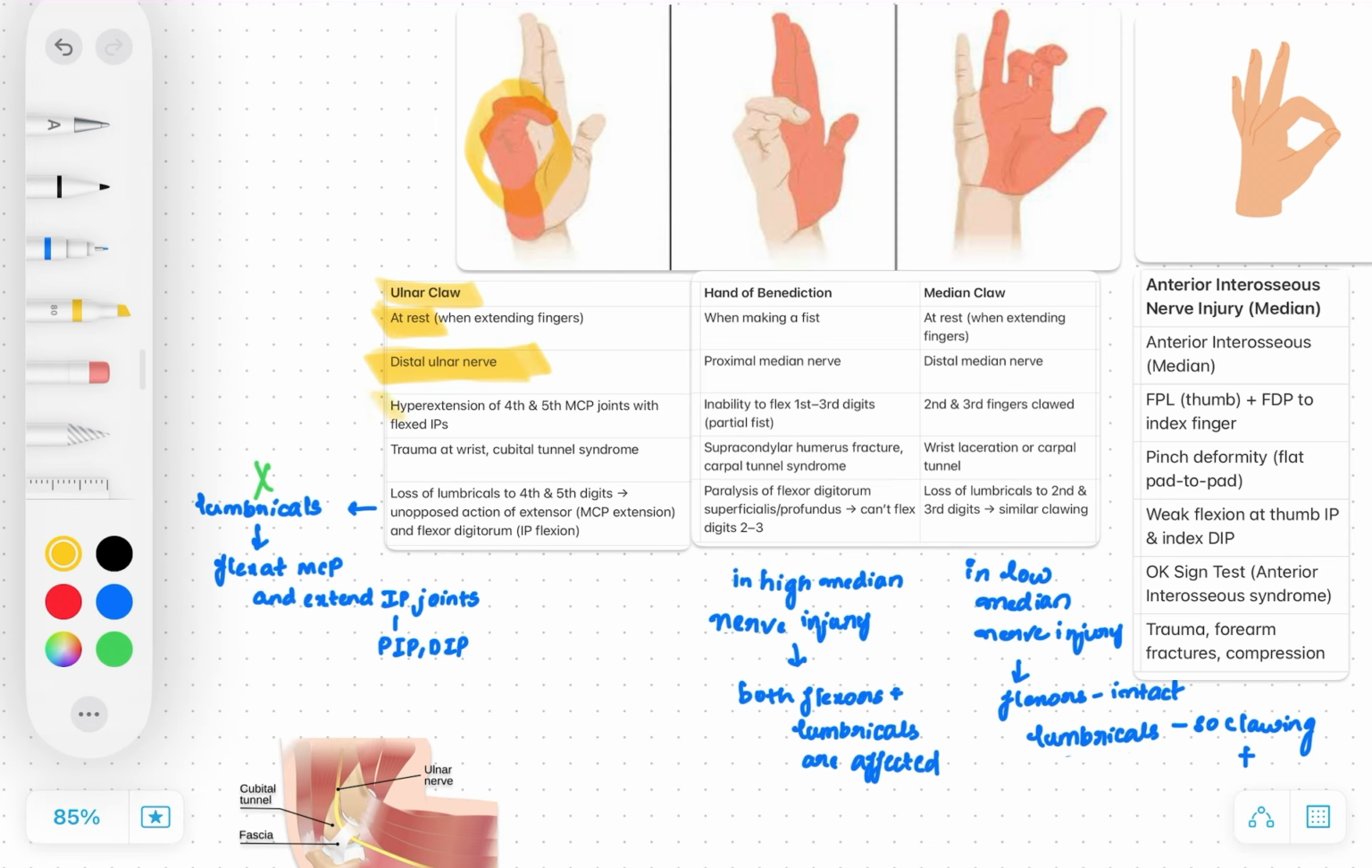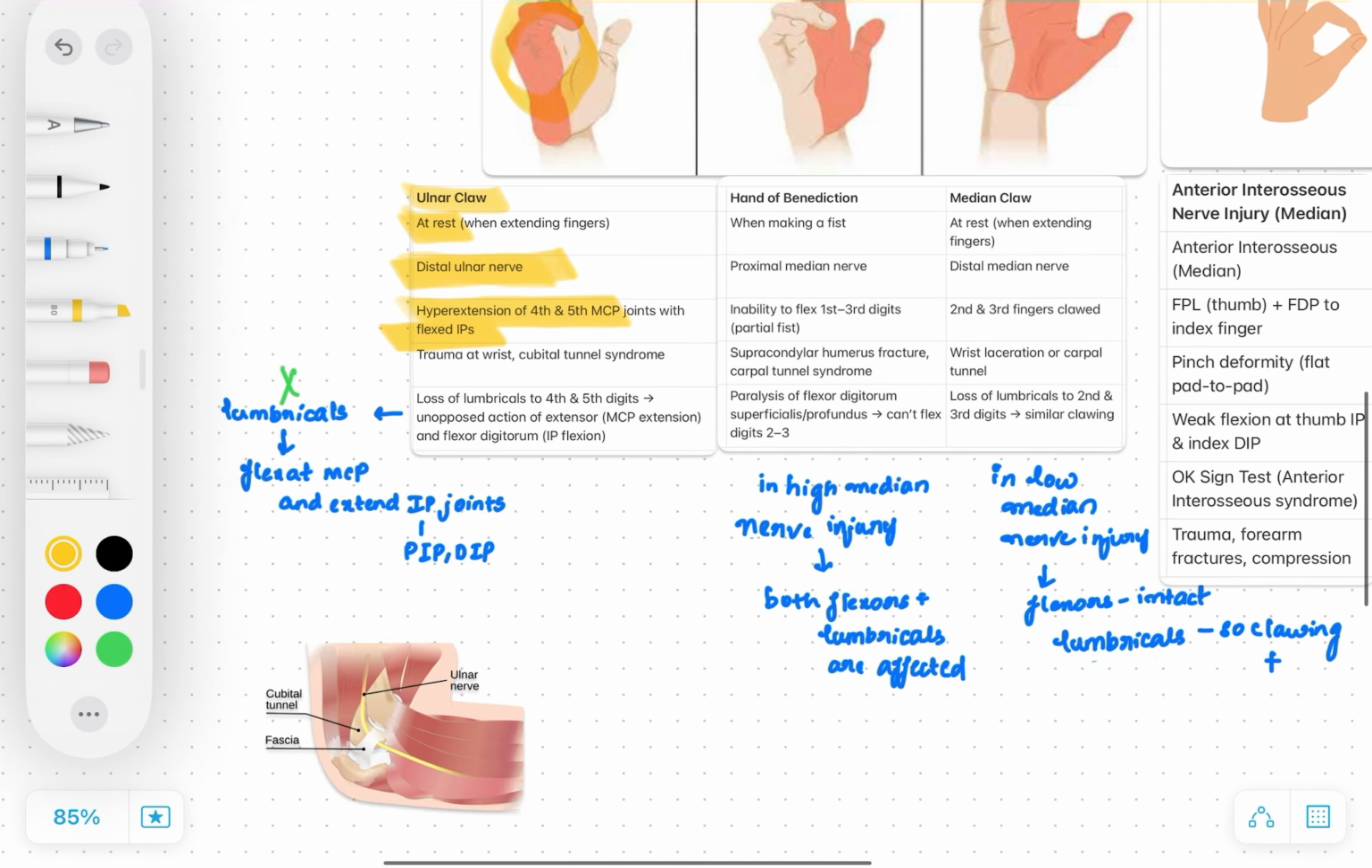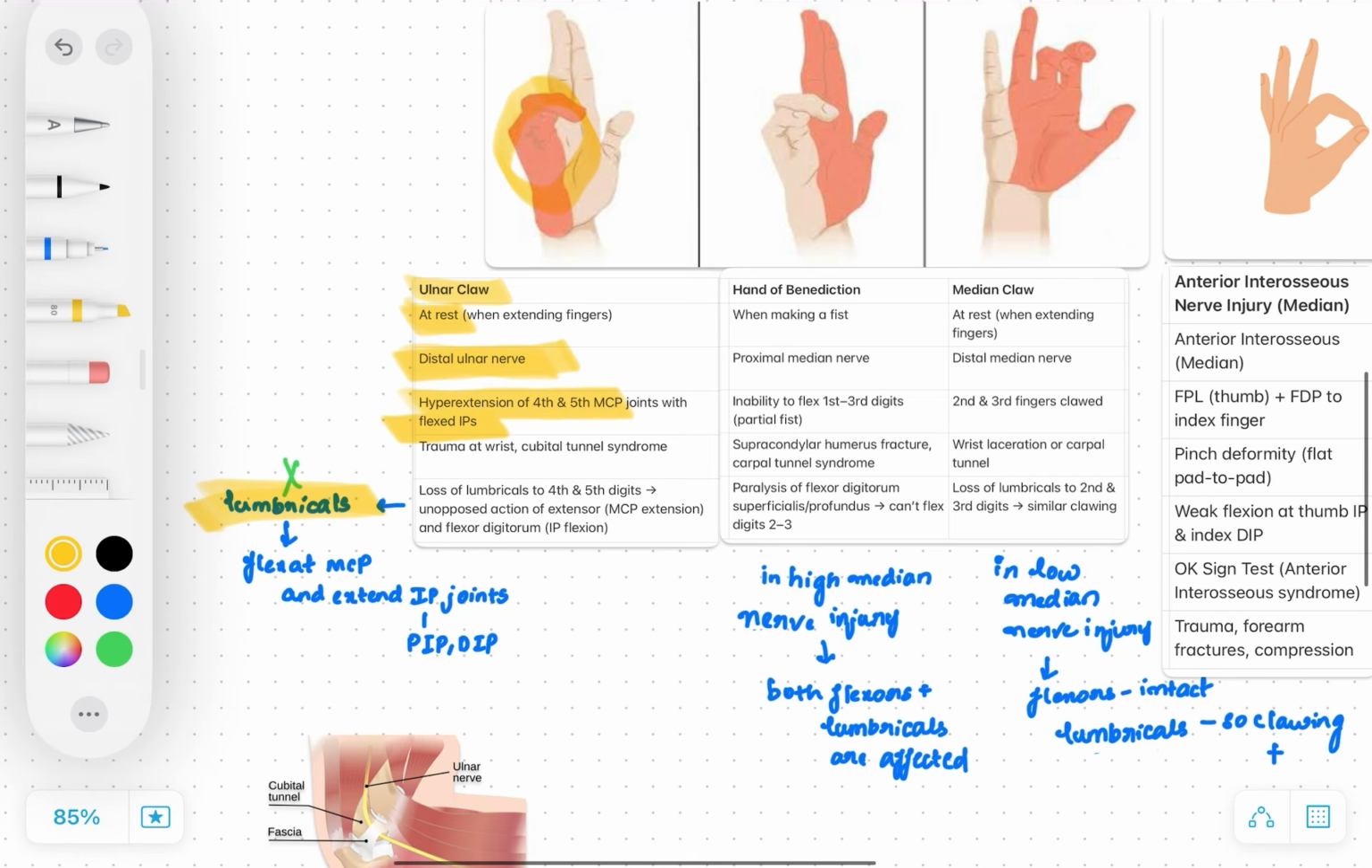It is because of hyperextension of the metacarpophalangeal joints and flexion at the interphalangeal joints of the fourth and fifth digits. This is because of the loss of action of the lumbricals. The normal action of lumbricals is flexion at the MCP joint and extension at the interphalangeal joints. But this is reversed because of the loss of this action. There will be flexion at the interphalangeal joints, causing the ulnar claw.